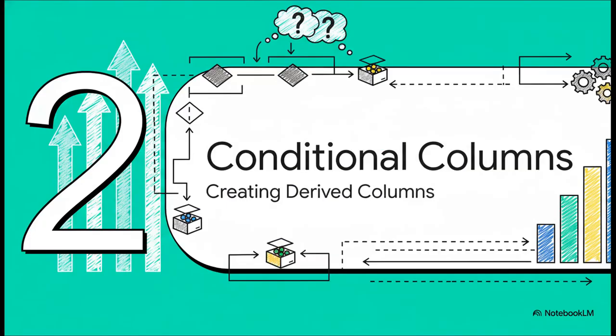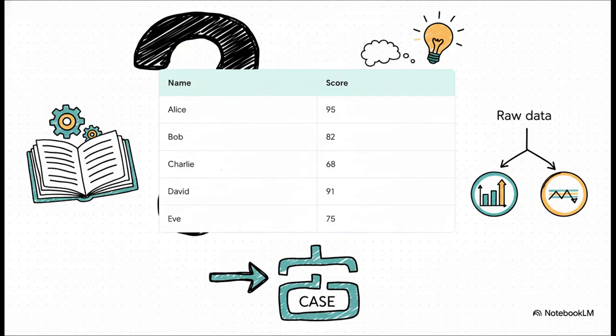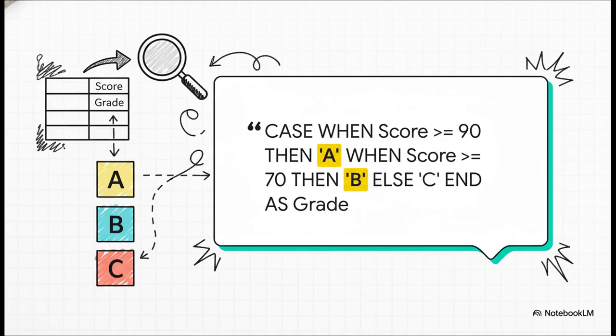So let's look at probably its most common and powerful use, creating brand new columns based on conditions that we define. Imagine we have this simple little table of students and their test scores. Right now, it's just raw data. It tells us what the score is, but it doesn't really tell us what that score means. Now watch what happens when we throw a case statement in there.